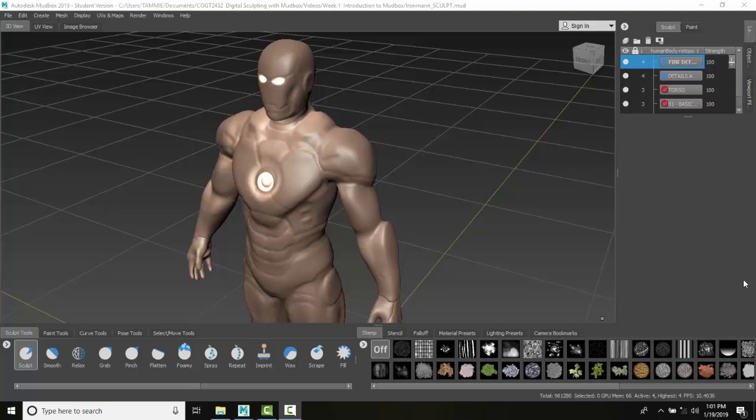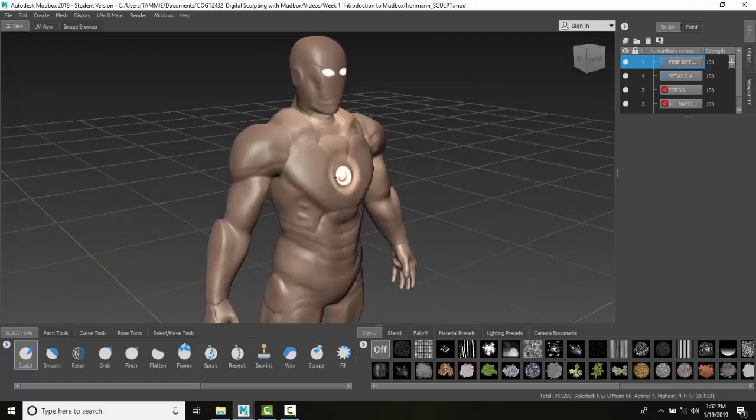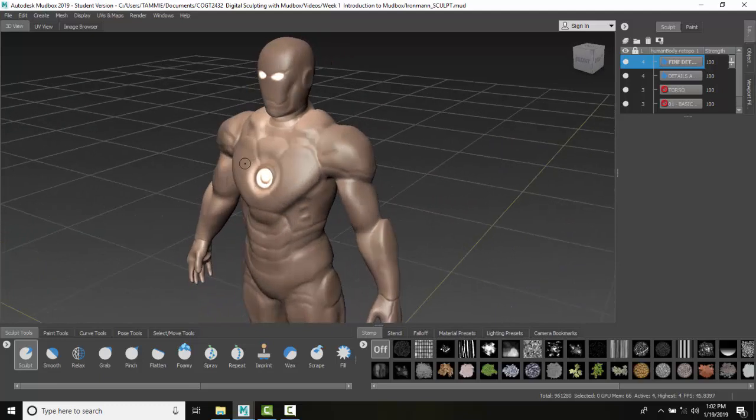Who uses Mudbox? Well, digital modelers use Mudbox because they can get a high level of detail in sculptural quality. So these digital sculptors, digital modelers, will use this to create various detailed models. We also have texture painters.